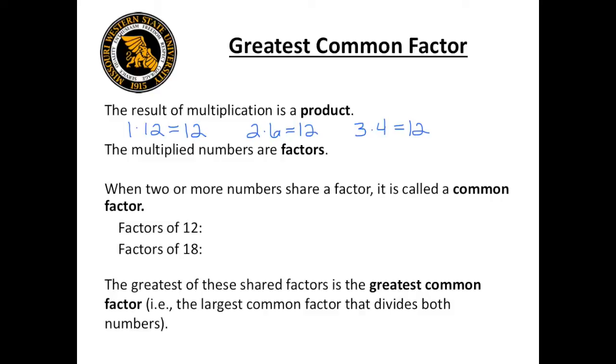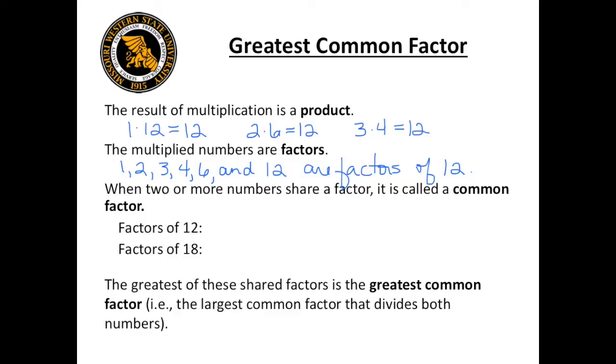The numbers involved in each of these products are called factors. So 1, 2, 3, 4, 6, and 12 are considered factors of 12. When two or more numbers share a factor, it is called a common factor.